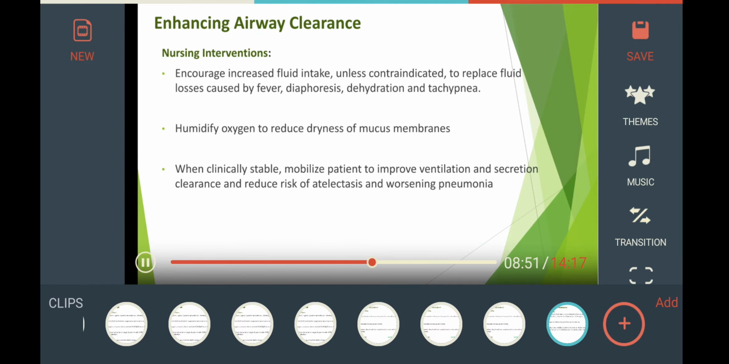Encourage increased fluid intake unless contraindicated, to replace fluid losses caused by fever, diaphoresis, dehydration, and tachypnea. Humidify oxygen to reduce dryness of mucous membranes. When clinically stable, mobilize the patient to improve ventilation and secretion clearance, and reduce risk of atelectasis and worsening pneumonia.